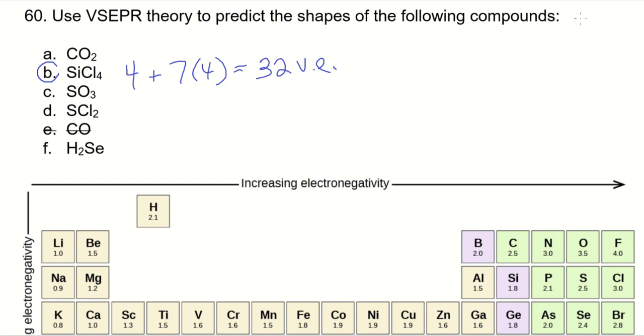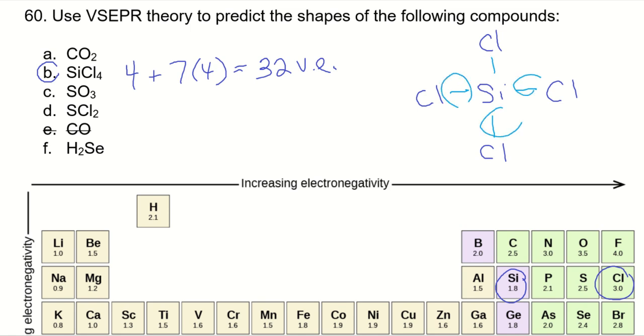Let's put silicon in the center because it's less electronegative than chlorine. And we'll surround it with the 4 chlorines. Next step, we're going to connect the terminal atoms with the central atom. Each of these covalent bonds is going to use up 2 electrons in those bonding pairs. That's going to use up 2, 4, 6, 8 of our available 32. So we're down to 24 valence electrons.